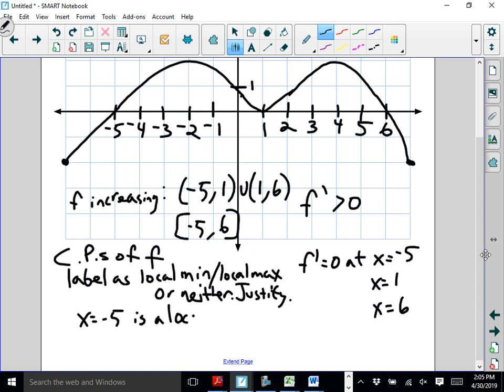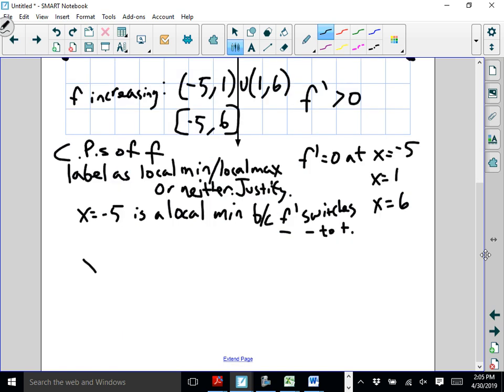Our justification, remember, we were hard on this back in the first semester: we don't say because it goes from negative to positive, we say because F prime switches, right? F prime switches negative to positive. Okay. X equals 1 is going to be a neither point, because F prime doesn't switch signs.